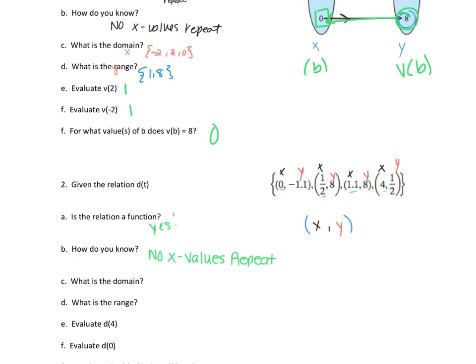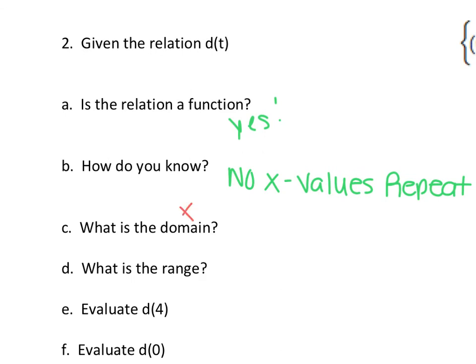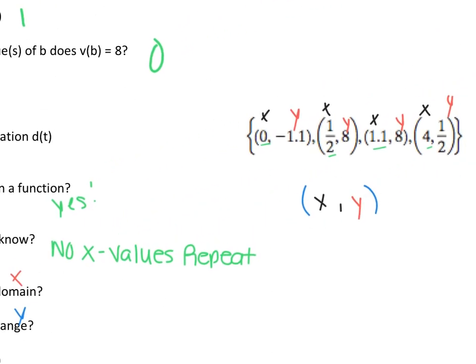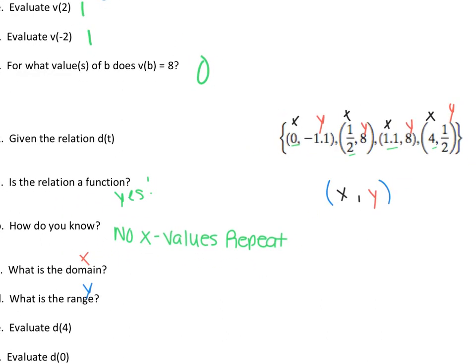My domain, so this is where we list out our x values, because remember, domain is our x. Range is our y. So we list out our x values, the ones underlined in green, the 0, the 1/2, the 1.1, and the 4, and we just write those out in a fancy set notation. So 0, 1/2, 1.1, and 4.